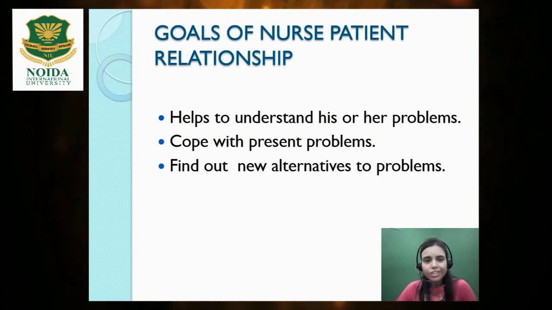Now the third goal, find out new alternatives to the problem. The nurse-patient relationship is not only about understanding and coping. It is about giving solutions, giving alternatives for that particular problem, where the nurse can provide multiple alternatives or multiple solutions for one particular problem.